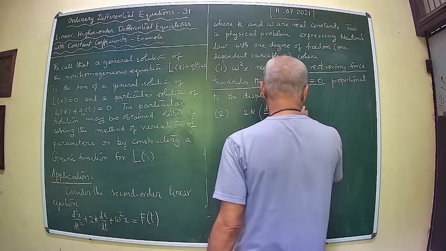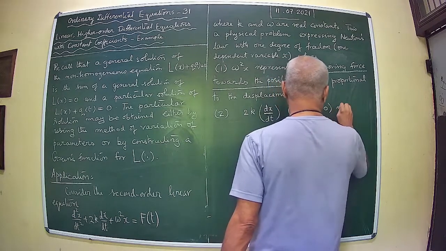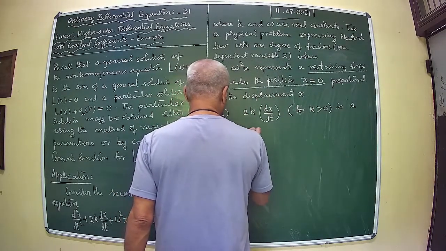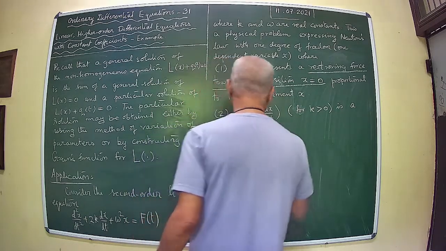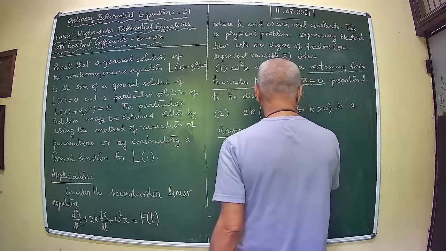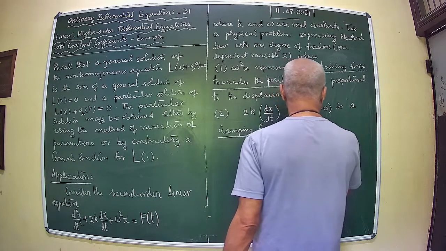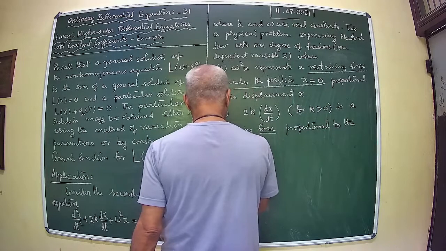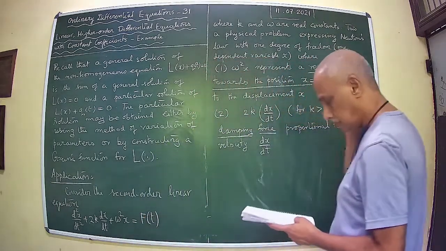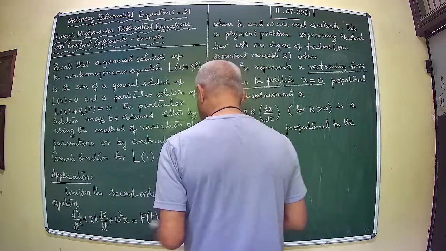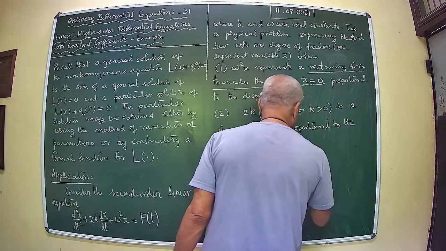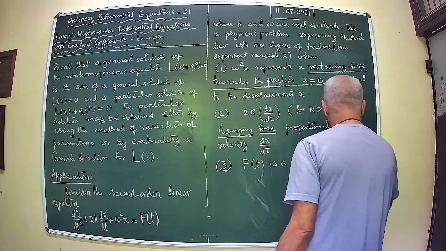For k, this is a damping force, proportional to the velocity, okay, and the third term that is appearing there is a variable external force.